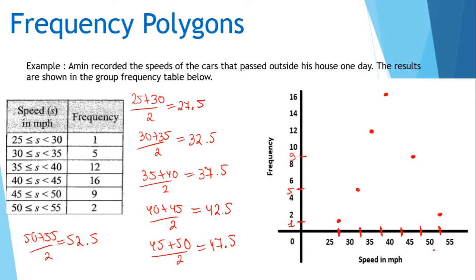And finally, we should join the points with straight lines. So this is our frequency polygon.